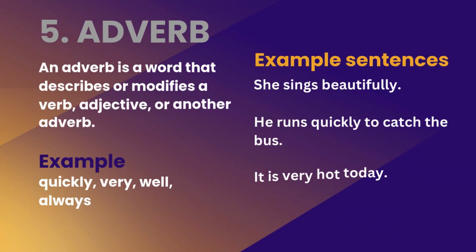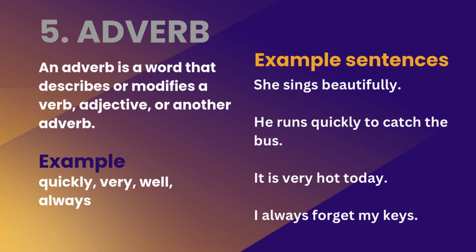Adverbs describe how, when, or to what extent an action happens. For example, in the sentence, she sings beautifully. The word beautifully describes how she sings. Adverbs can also modify adjectives. For instance, it is very hot today. Here, very modifies the adjective hot to show the degree of heat. They can even modify other adverbs. For example, he runs very quickly.